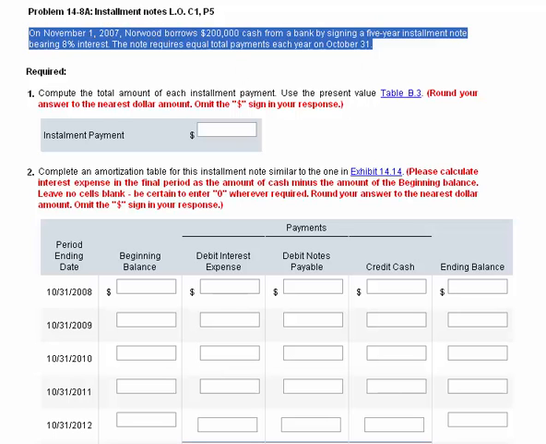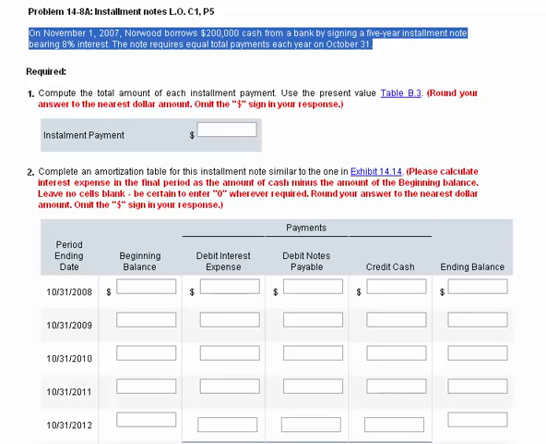On November 1st, 2007, Norwood borrows $200,000 cash from a bank by signing a 5-year installment note bearing 8% interest. The note requires equal total payments each year on October 31st. Requirement 1 says, compute the total amount of the installment payment, and they'd like us to use the present value table, B3.